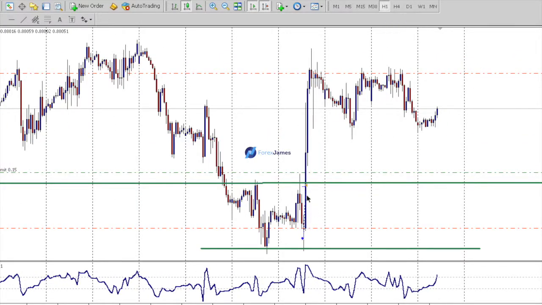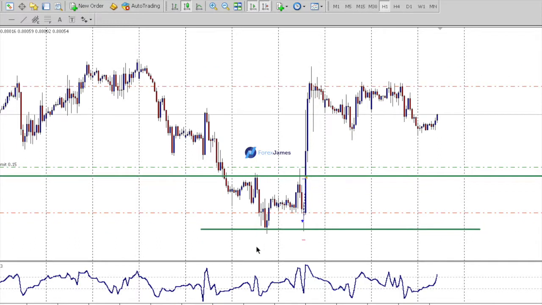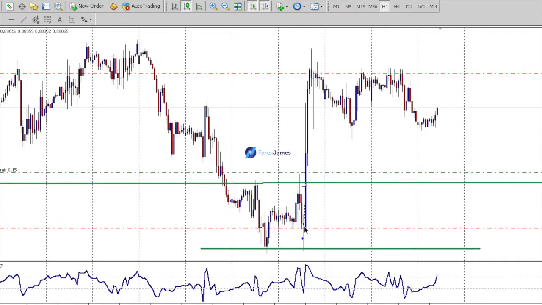It's more clear on the H1. See this long wick? So yes, we were able to get in before this candle even closed, if you're looking at the H1 to enter.